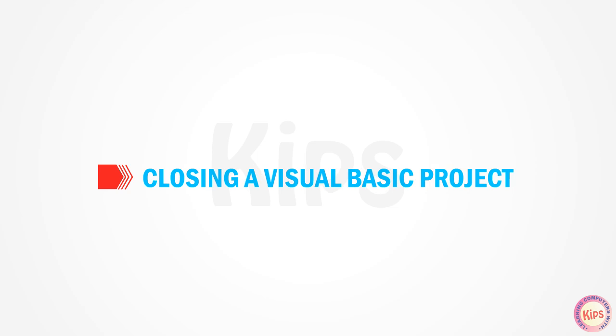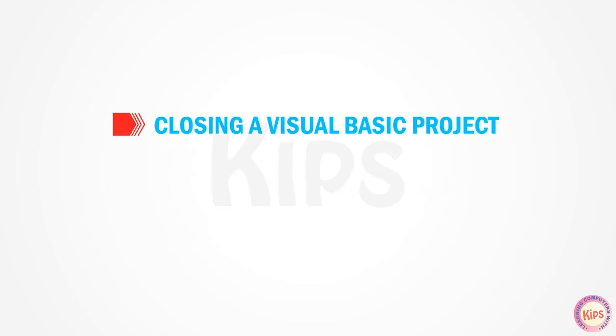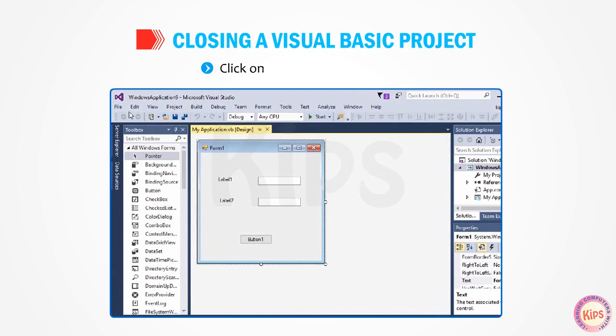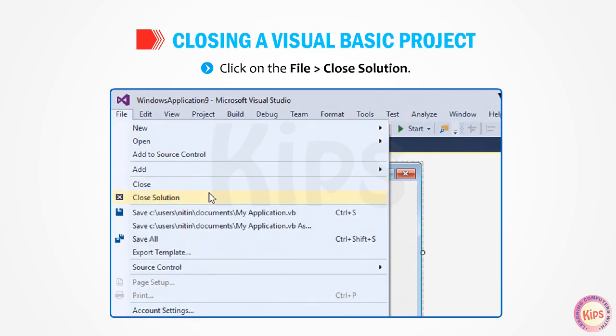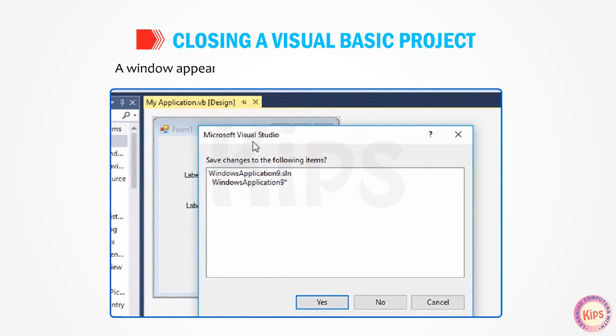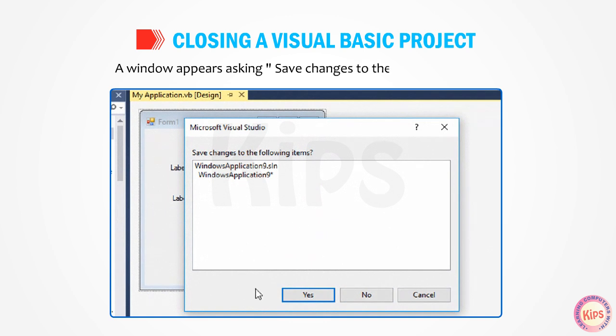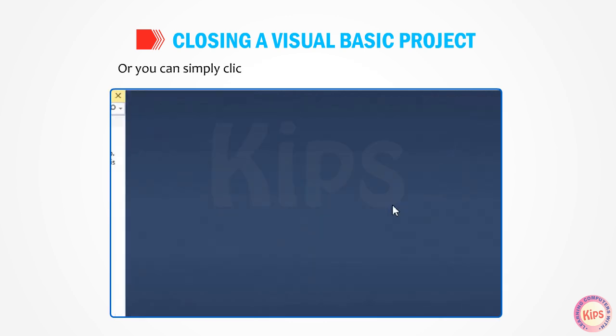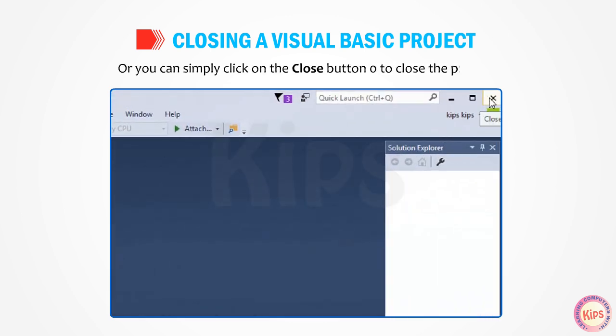Okay, now let us learn how to close a Visual Basic project. Click on File, then Close Solution. A window appears asking to save changes to the following items. Click on the Yes button. Or you can simply click on the Close button to close the project.